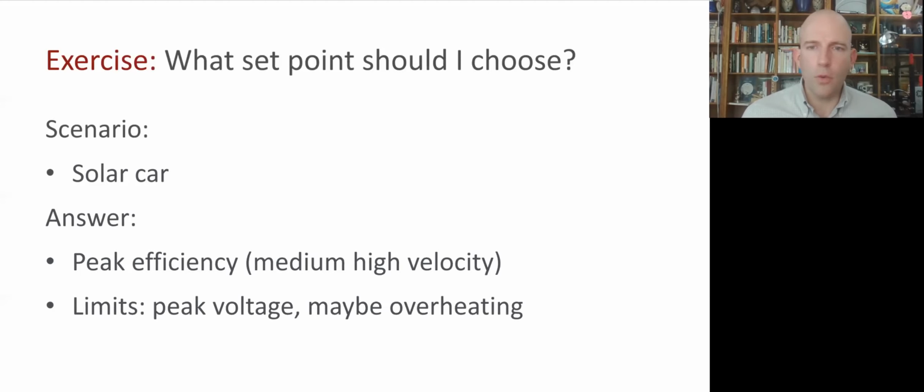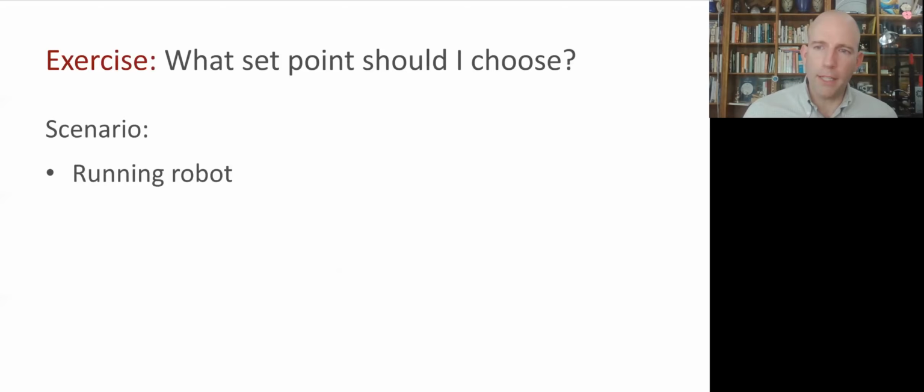All right, here's another one. What if we're designing a running robot? So it's got legs and they bounce off the ground and go like that. So we're trying to choose the motors for, say, the knee joint of a running robot. What set point should we choose? Think about it individually, discuss it with your partner, and then come back.